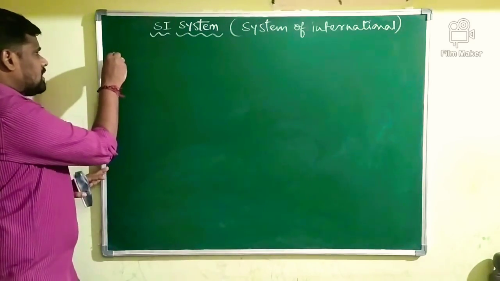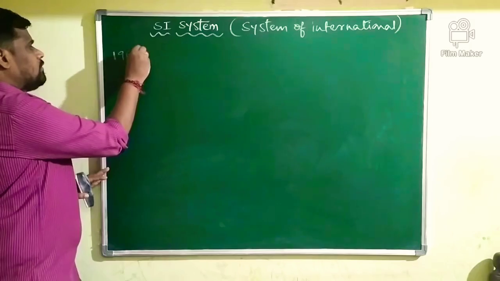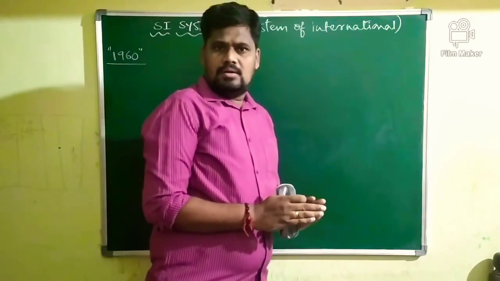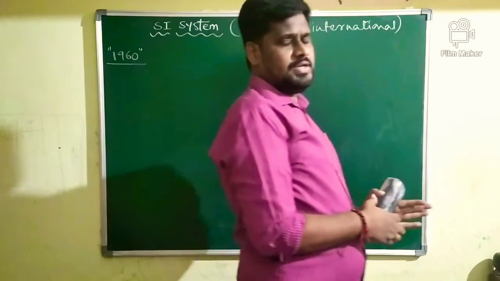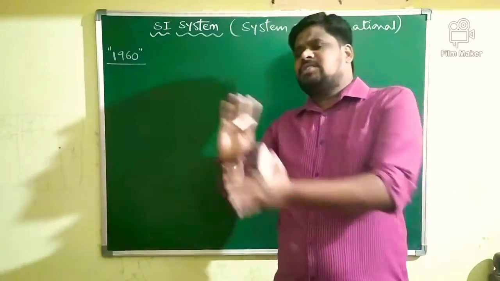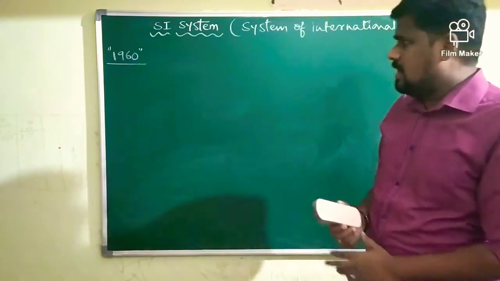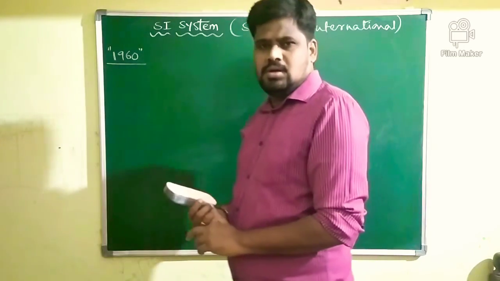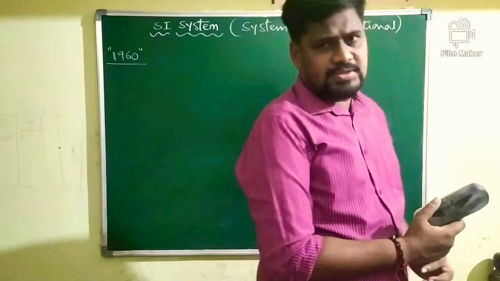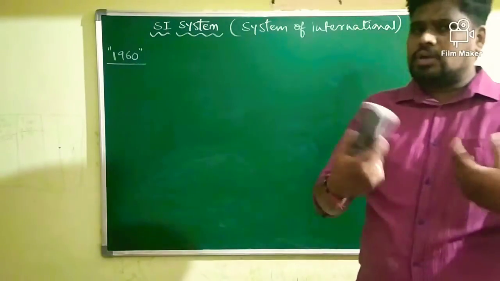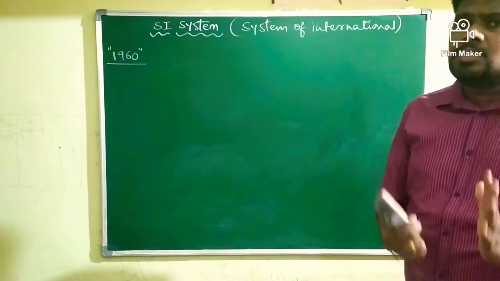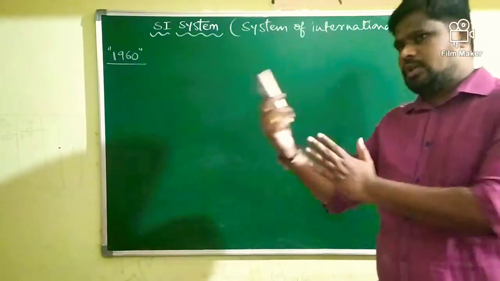in 1960, a meeting or conference was held. In that conference, representative scientists of all countries gathered, and they took one decision: instead of using different systems of units across the globe, we have to follow one system of units across the globe.